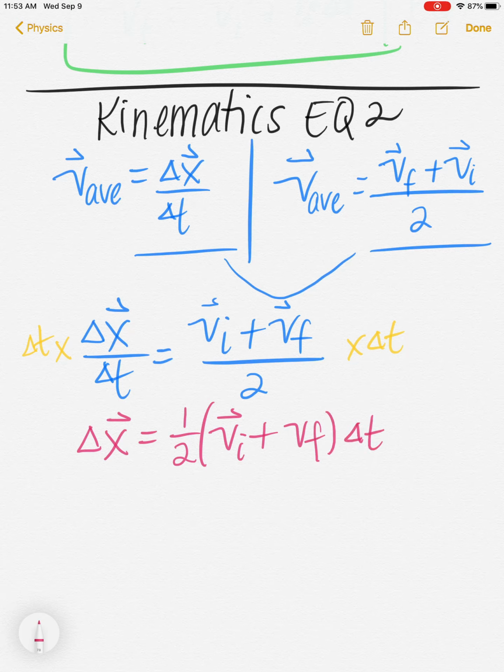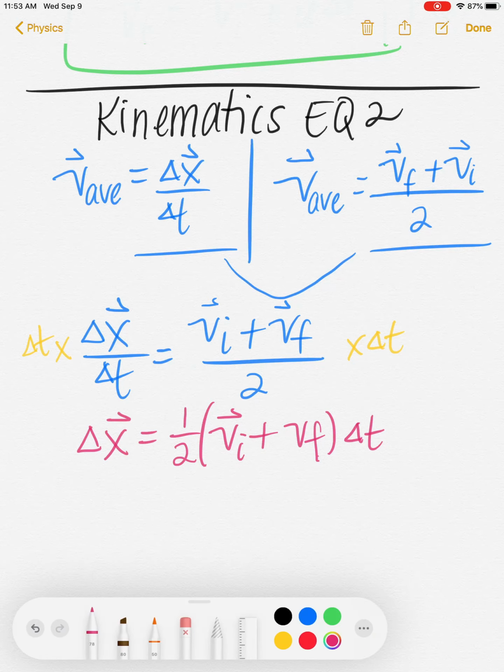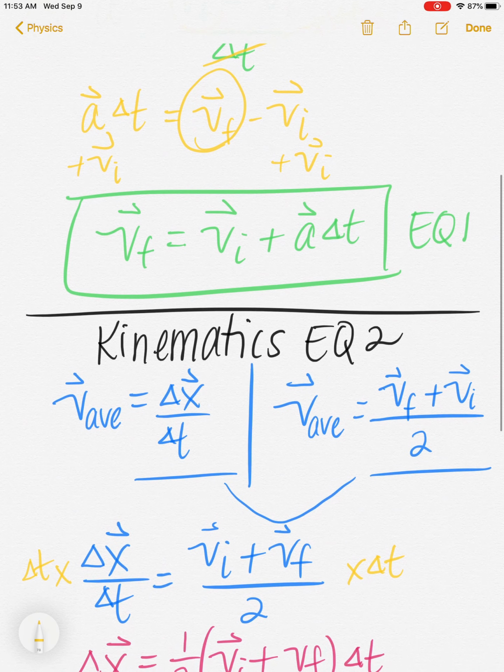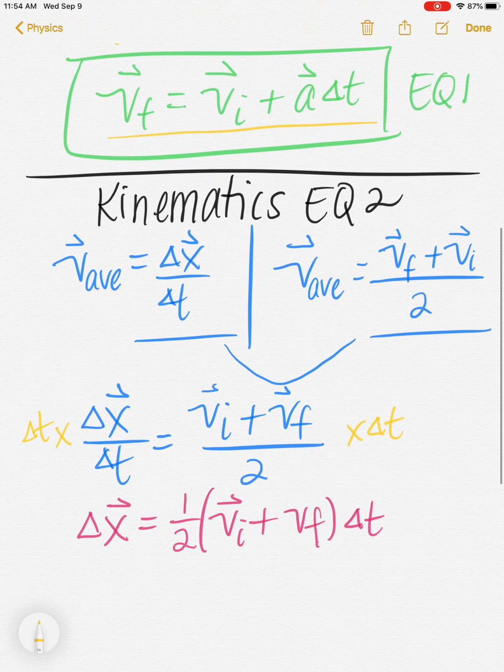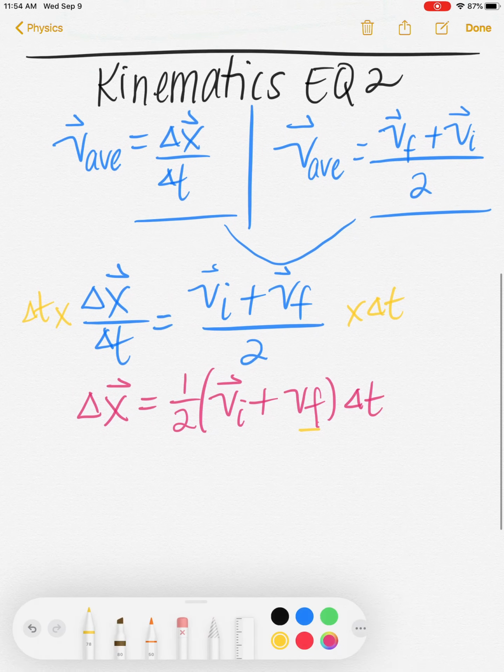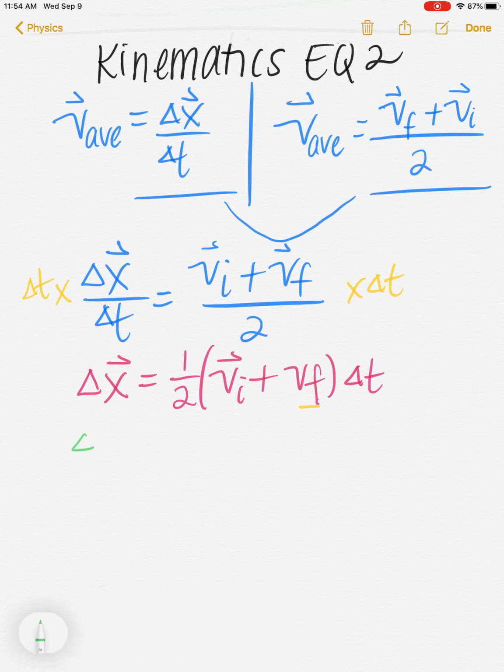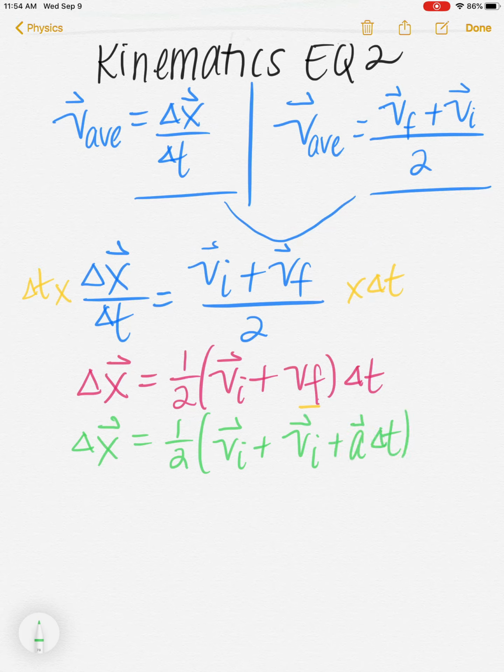Now, this would be good, but every time that you can eliminate a variable is useful, because we've got displacement, initial velocity, final velocity, and time. So you might not intuitively think of this, but our first kinematics equation solved for final velocity. So if we put that in place of final velocity, that would give us the equation that says displacement is equal to 1/2 times the quantity, initial velocity plus initial velocity plus acceleration times the change in time, because our first kinematics equation said that's the same thing as final velocity. Now we can combine like terms.